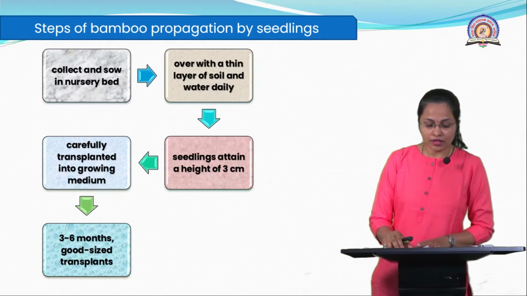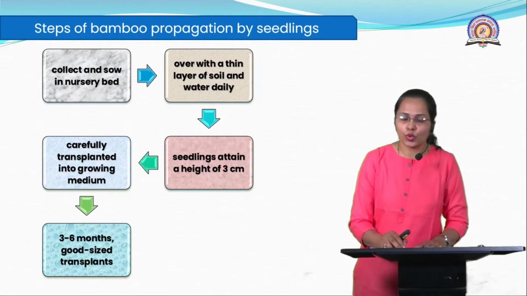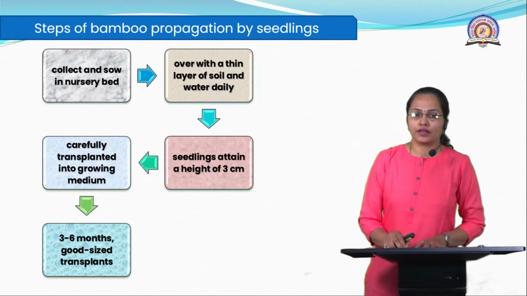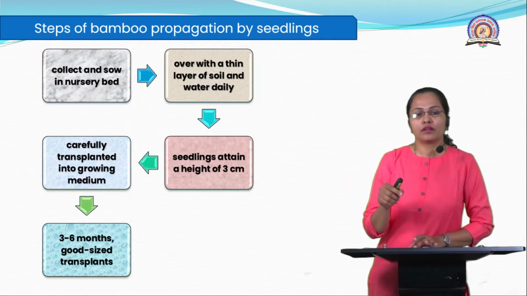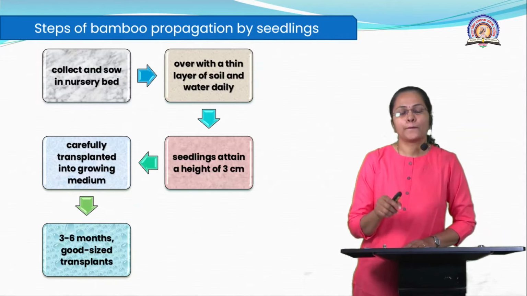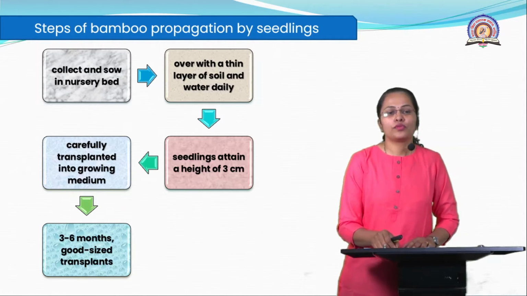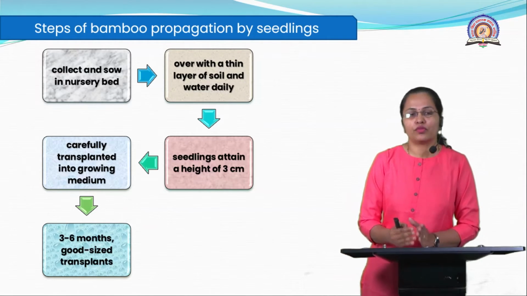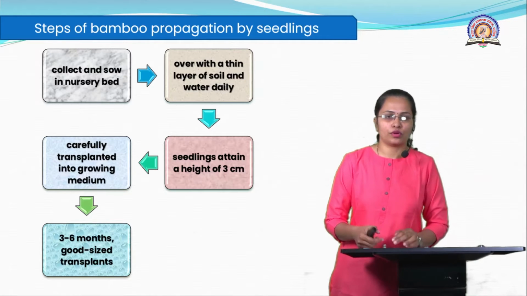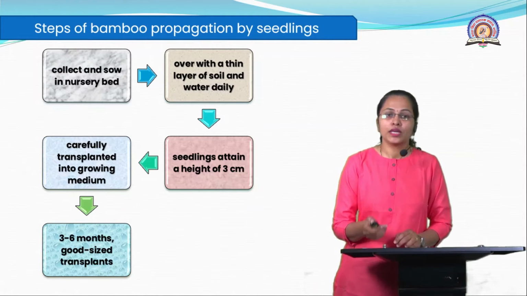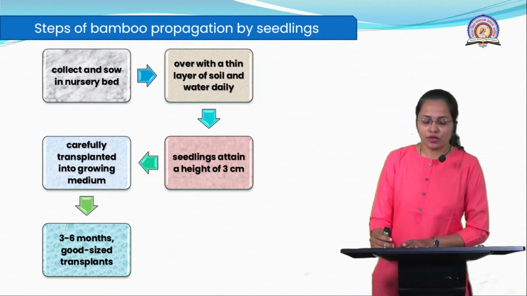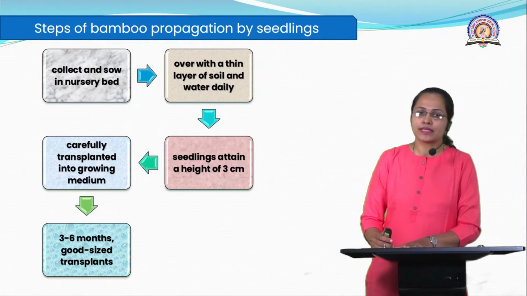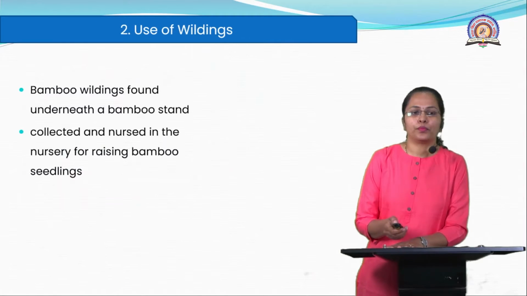This transplant is allowed to grow for at least 1 year, and within 1 year we'll get the mature plantlet of the bamboo, which is ready to be transferred into the field for the commercial production of bamboo. Okay, this is about the production of plantlets of bamboo by using seeds.